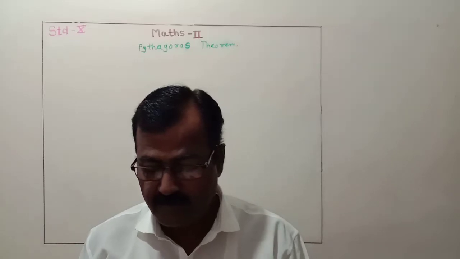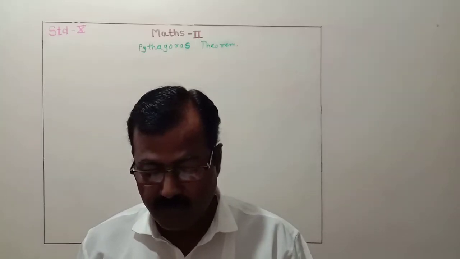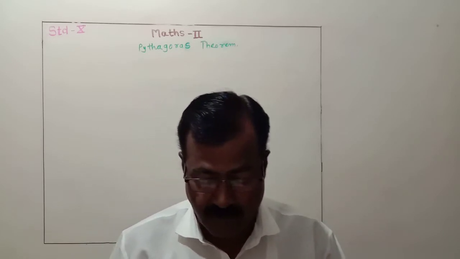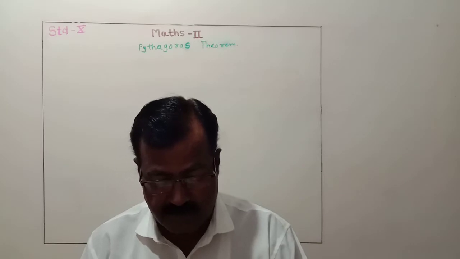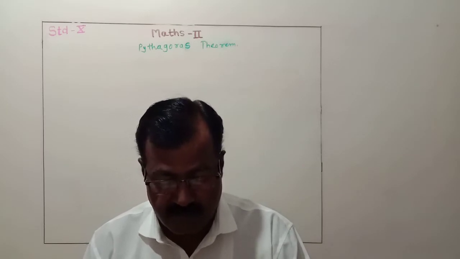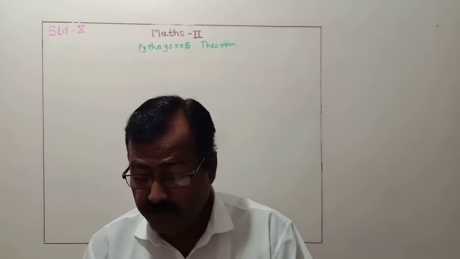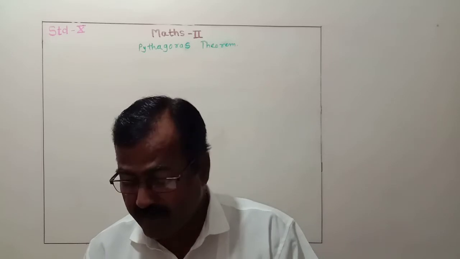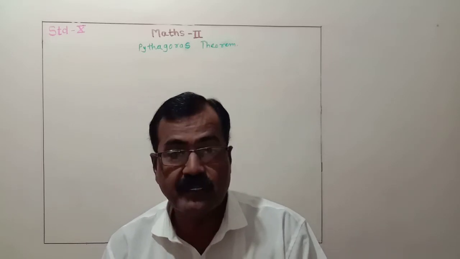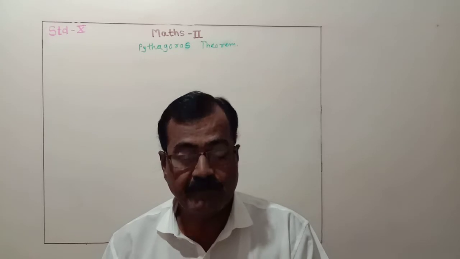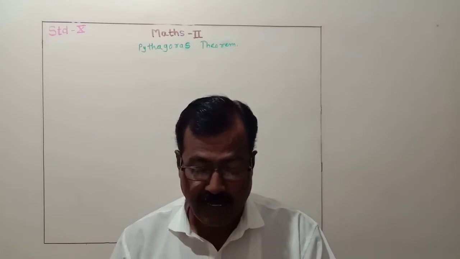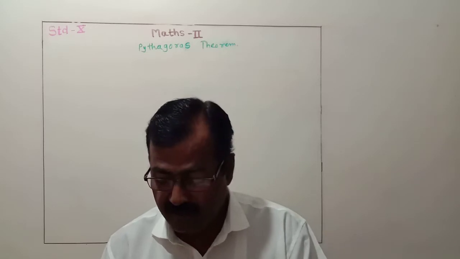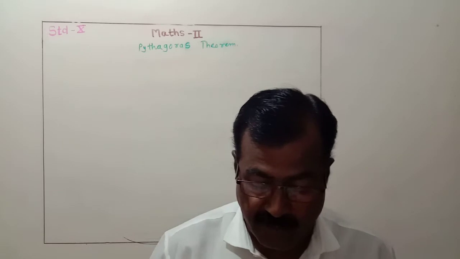Students, in math second, last period we learned about Pythagoras theorem. In Pythagoras theorem, some points: Pythagoras triplets, properties of right angle triangles with the angles 30, 60 and 90, 45, 45 and 90, and we studied about similarity and right angle triangle and theorem of geometric mean.